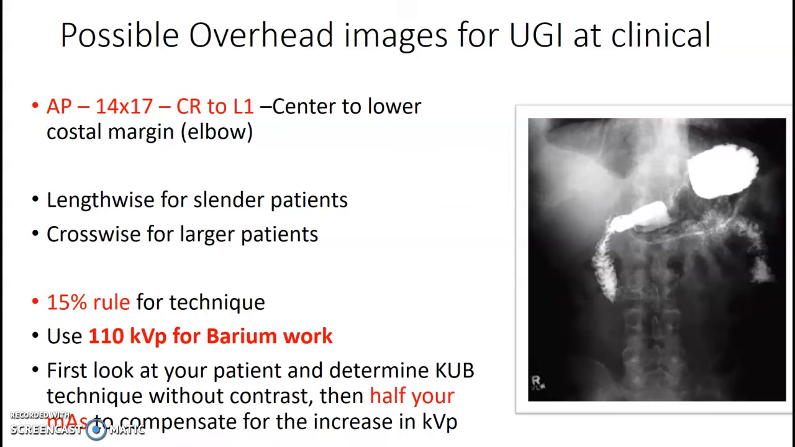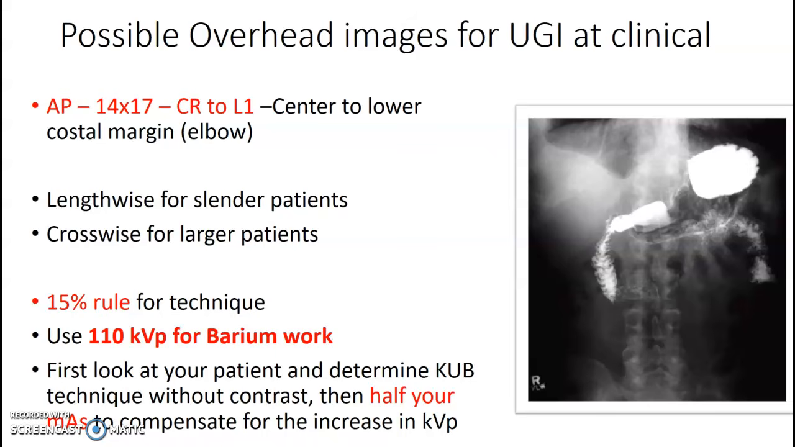Technique, you need to increase your technique to 110 kVp for barium work. Some rooms use 109, but don't be taken aback by that. It's really similar. I always look at my patient first and say, what would I use on their KUB? You guys know KUB technique at this point. So, are they a 20 at 80? Are they a 25 at 80? Are they a 40 at 80? Whatever you think you'd use for your KUB, you take that kVp and you increase to 110.